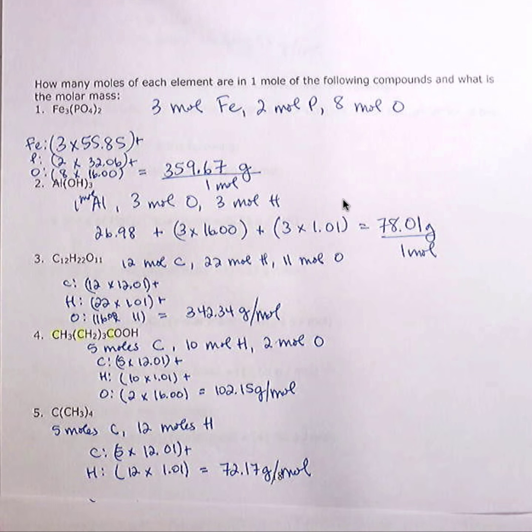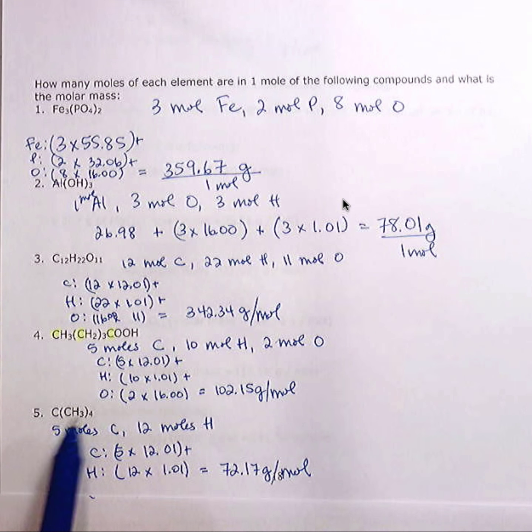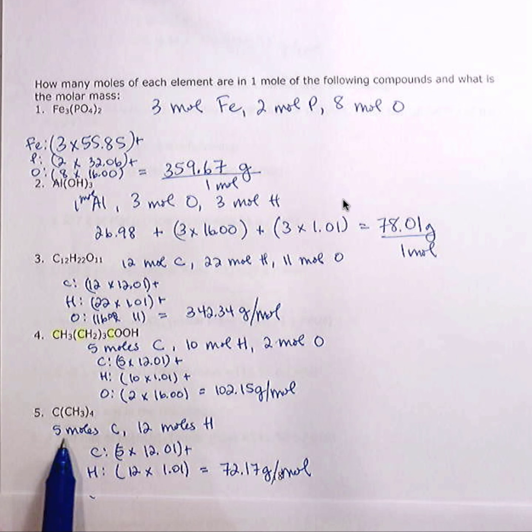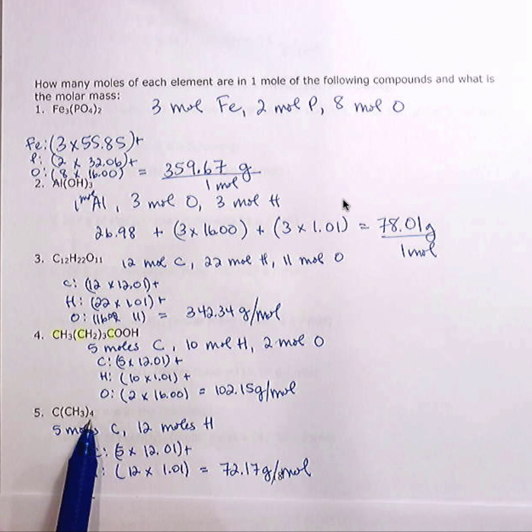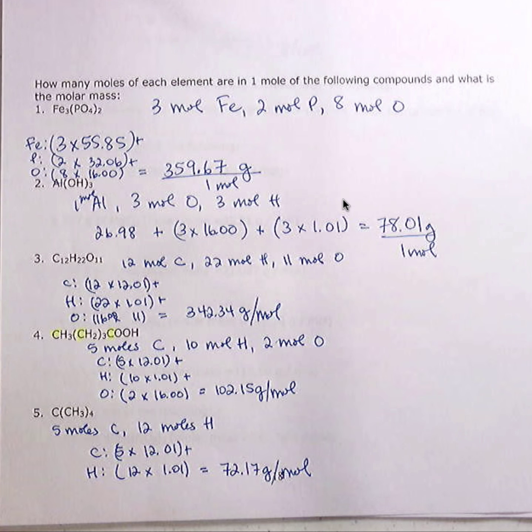Number 5, again, it's kind of a cryptic way of writing a molecular formula, but it's still important nonetheless to understand that there is 1 carbon here and 4 carbons here, giving you 5 moles of carbon, and then 4 times 3, 12 moles of hydrogen. So you end up with 5 times 12.01, 12 times 1.01, add them together, and you get 72.17 grams per mole.